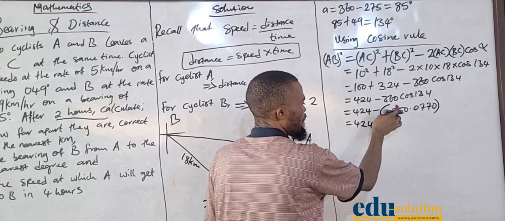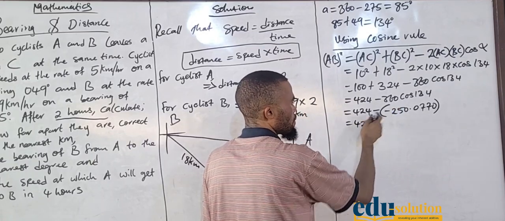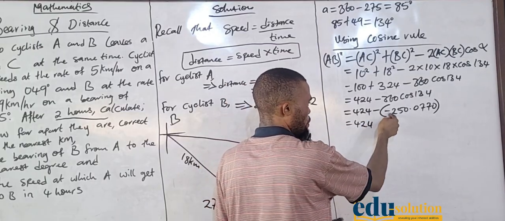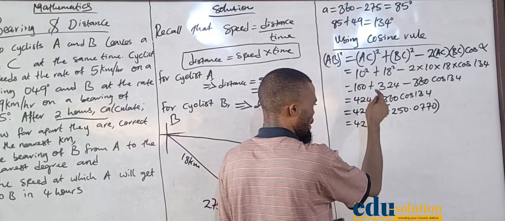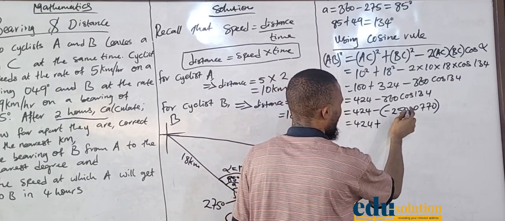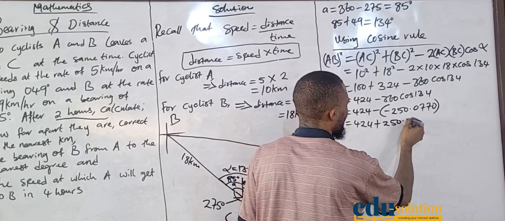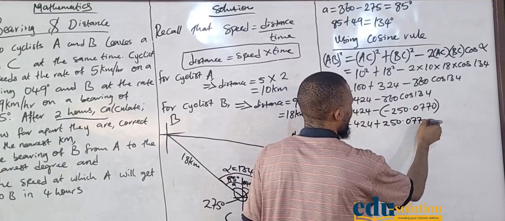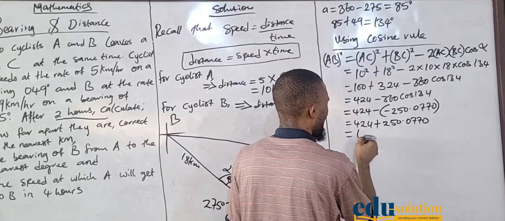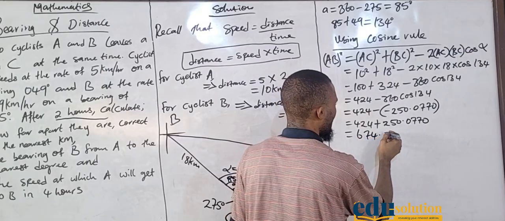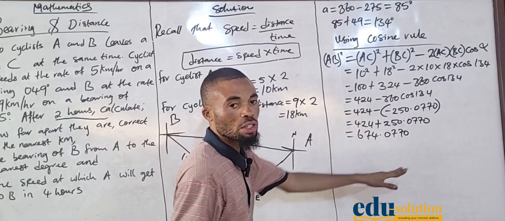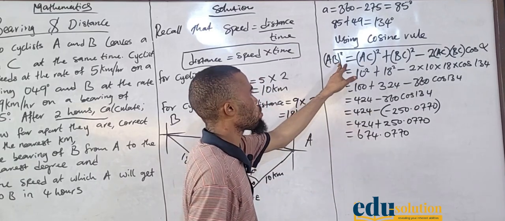424. Since there's a minus here, if here was plus, minus and plus will give us minus. But since it's a minus and minus, minus times minus is a plus. So we're having plus this, which is 250.0770. So we now add them together. This plus this is giving us what? 674.0770. So this is not our answer, because AB is what we're looking for.